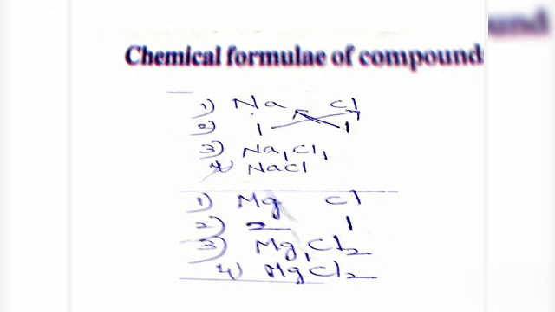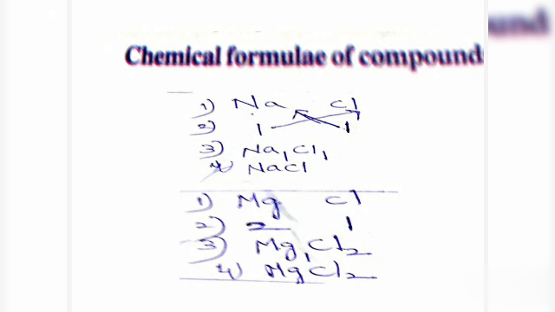Okay, so to write the formula of a compound, first we should write the symbols of those elements. Sodium symbol Na, chlorine symbol Cl. Next, second step, write the valency of those elements downside. What is the valency of sodium? 1. Chlorine valency 1. We have written it downside. Third step, interchange the valencies.